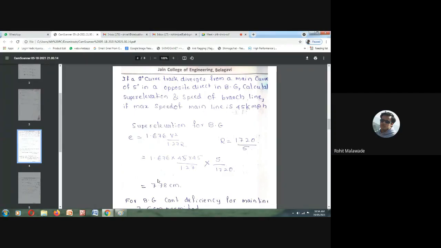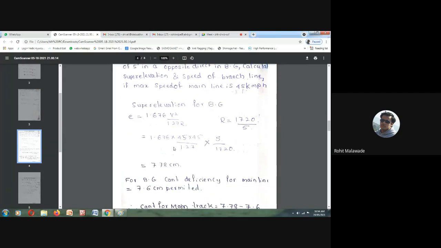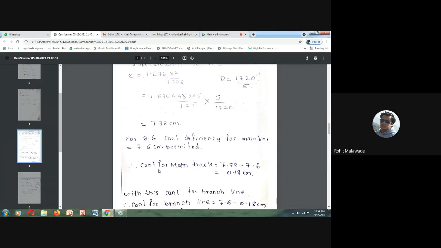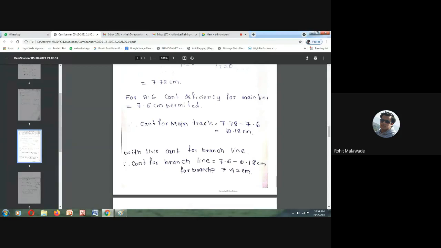Fine. Next. For the broad gauge or main line, the super elevation that I have calculated is 7.78 centimeter. But the maximum permissible cant that can be provided for a main line is 7.6. So how much is it greater now? The cant for the main track is 7.78 minus 7.6, so 0.18 is the amount it has been increased.